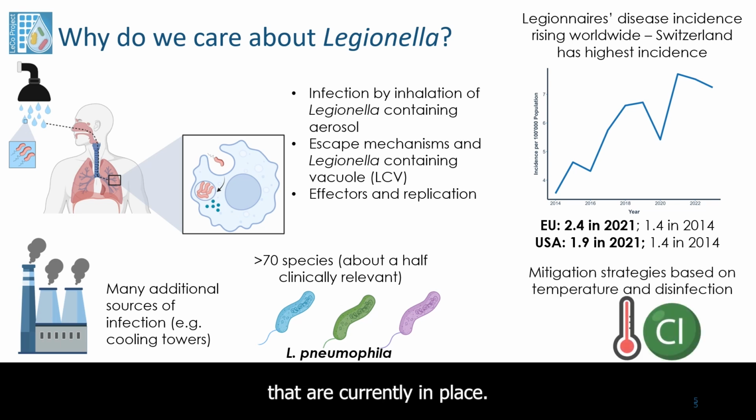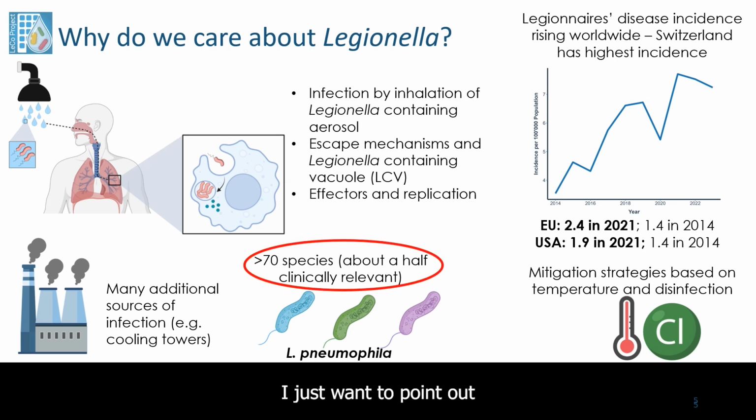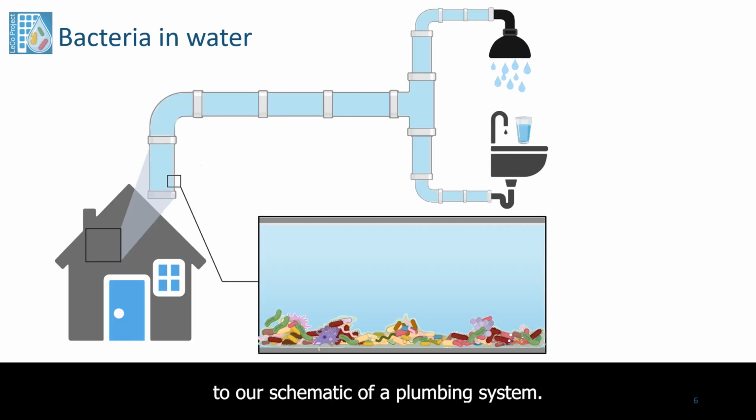Mitigation strategies that are currently in place involve the use of temperature and disinfection, but those are not always effective, and Legionella often regrows in engineered aquatic systems. I just want to point out, when I say more than 70 species, about half relevant, this is important for this presentation. Let's go back to our schematics of a plumbing system.